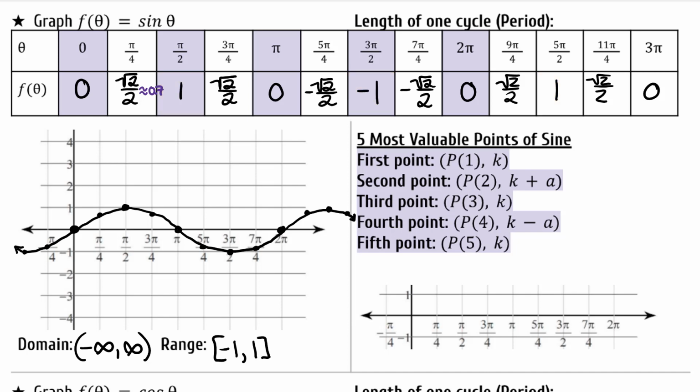Now when we graph transformations of sine, filling out a table of values can get very complicated. Instead, I will teach you how to find and graph what I call the 5 most valuable points, the 5 MVPs. After graphing these 5 MVPs, you'll have one cycle completed. The 5 MVPs are the 5 purple points shown. Graph these below, and take note of the shape of this curve.